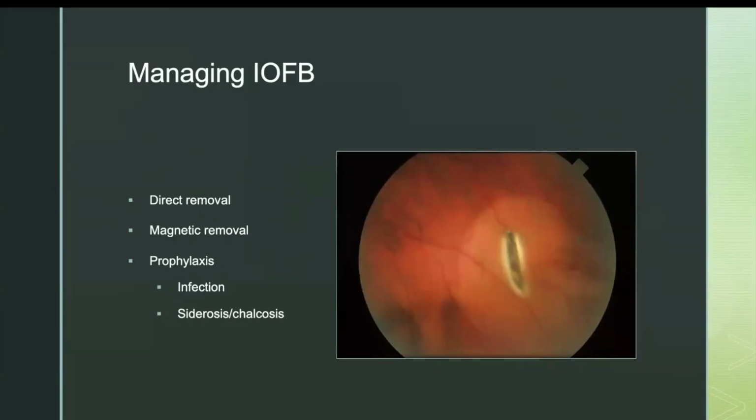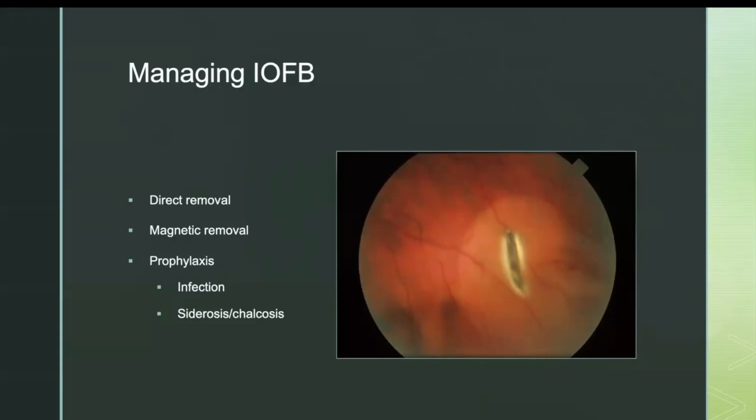And then you want to try and give them some prophylaxis. You're going to want to give them prophylaxis against endophthalmitis, and we'll have another session in the Urgent Eye Care series talking about endophthalmitis. So you'll want to give them some prophylactic antibiotics. The other thing to think about is the development of siderosis or chalcosis. Now, there isn't necessarily anything prophylactic that you can do other than removal of the body.